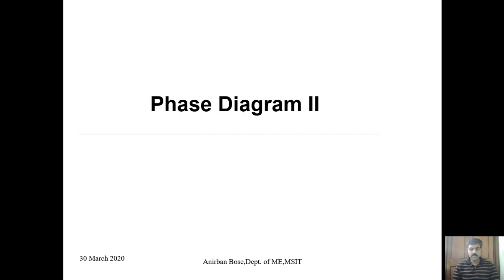So this is the second part of the phase diagram lecture. In the first part of the phase diagram, I have explained to you what phase equilibrium is, and then we have seen some of the very basic phase diagrams of binary systems like the binary isomorphous system and the binary eutectic system. In this particular lecture we will see what the other kinds of binary system are, and specifically we want to discuss the iron carbon diagram in detail.